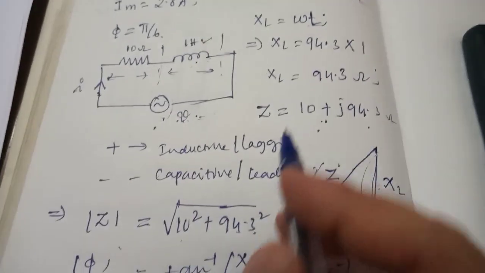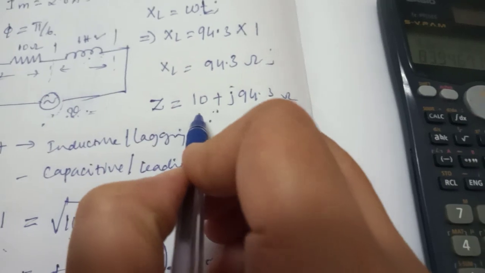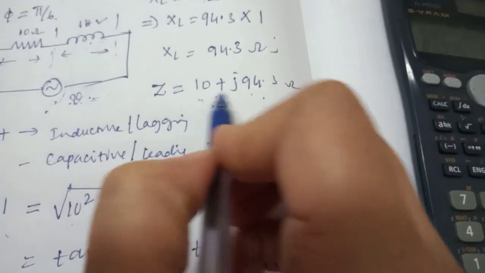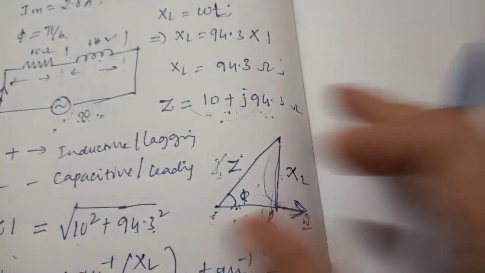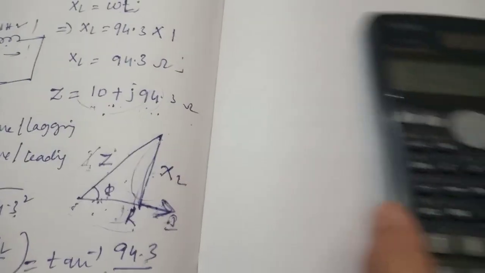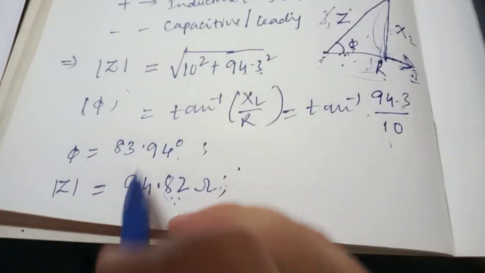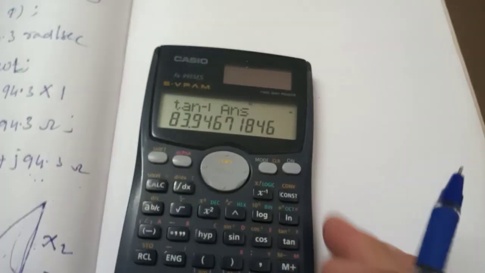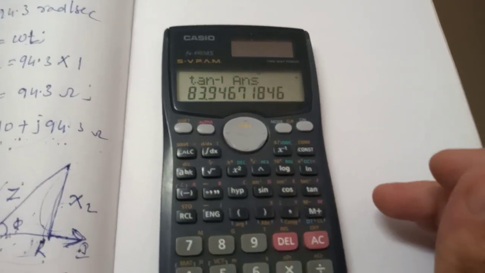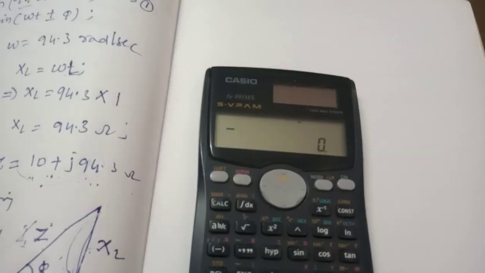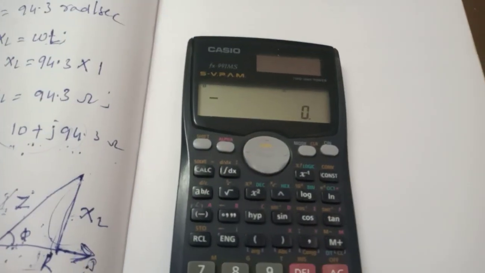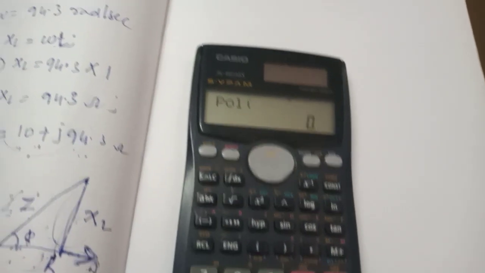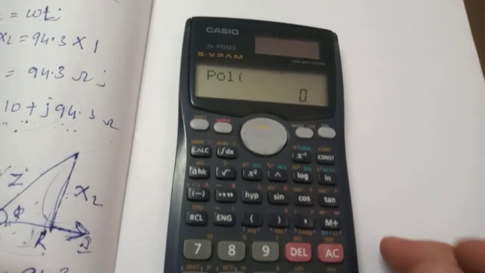The way I have written here, in A plus jB form, this form is called rectangular form. Hope you know this already. Instead of doing all these calculations in the calculator, you can directly convert this into polar form. How to do polar form? Just make sure that it is in computation mode, number 1. Press shift and the plus sign, and you will get polar form.